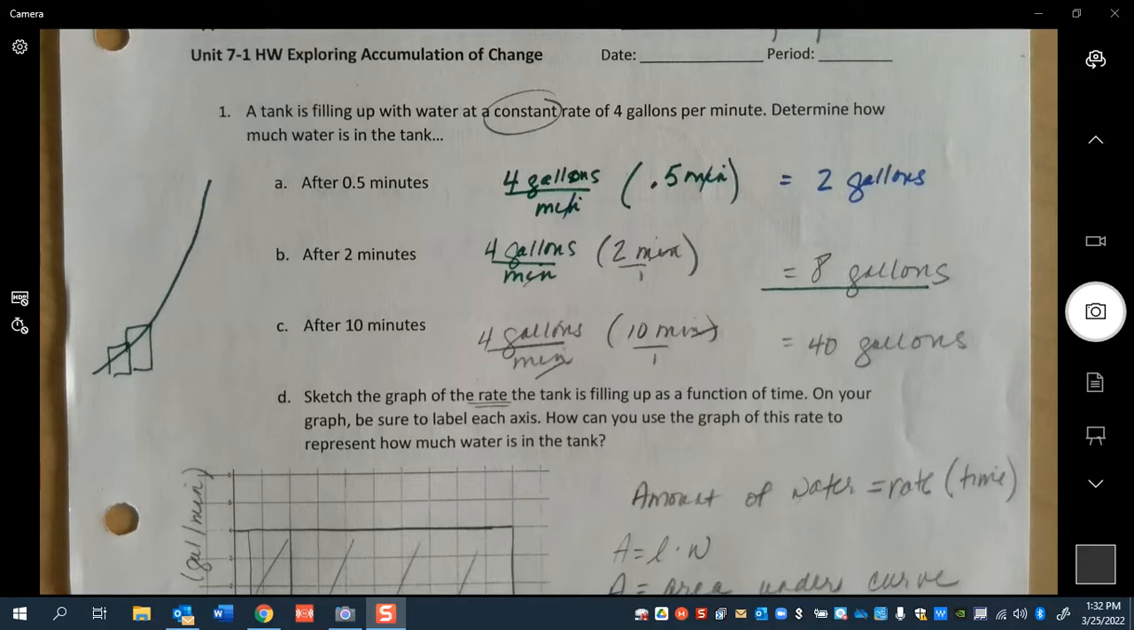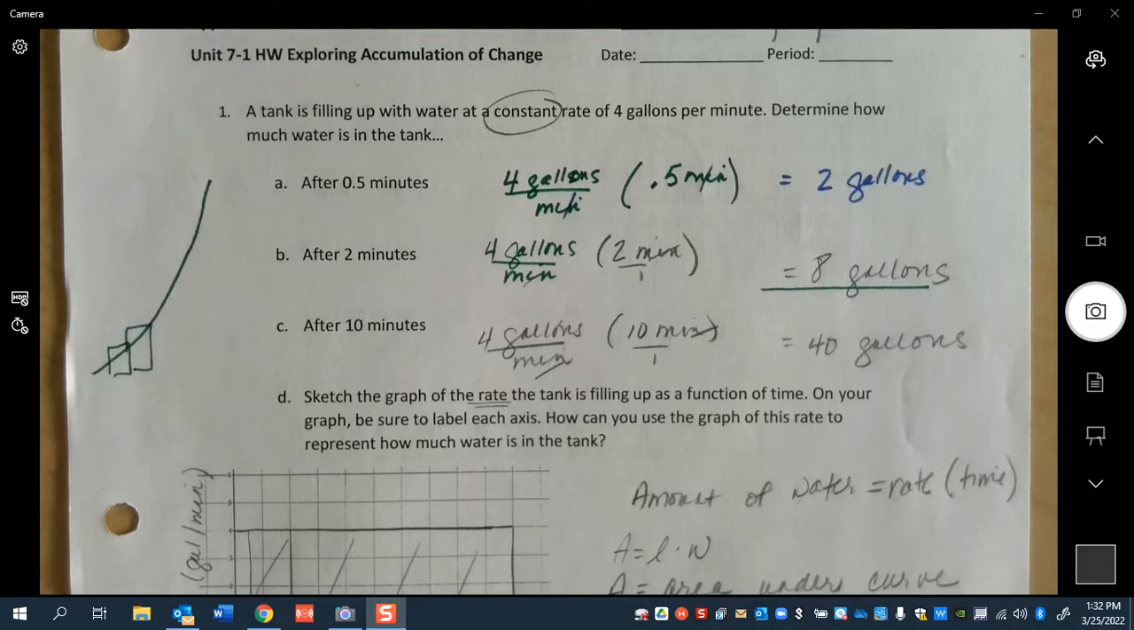So that constant rate of change that looks like this, I can go ahead and take each of those areas by multiplying length times width, looking at the intervals, and it doesn't change. My area underneath that doesn't change, so that's fine. One of the biggest things for you to understand is if we're talking about it's filling up at a rate of 4 gallons per minute, along our y-axis is our rate.